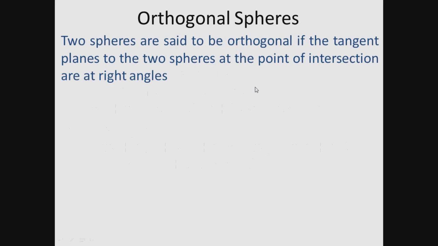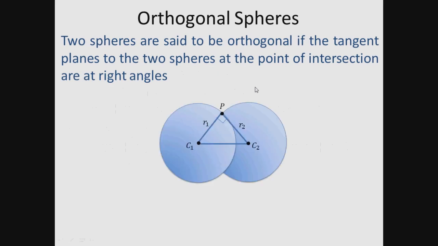The next is orthogonal spheres. If you are given two spheres intersecting at some point, then if we draw tangent planes at that intersecting point, they must be at right angle. Suppose these two are the spheres and P is a point at which they intersect, then at this point if we draw a tangent plane to the first sphere and the same thing to the second sphere, then those two tangent planes must be at right angle, and the angle between the tangent planes is nothing but the angle between their normals.